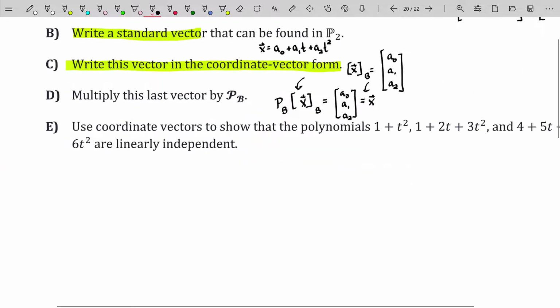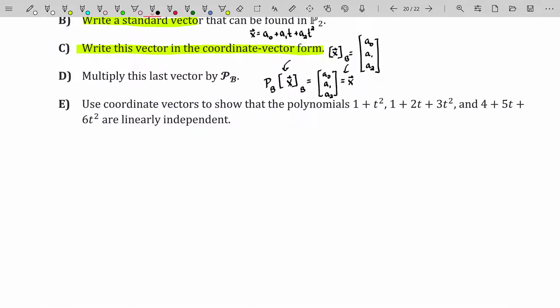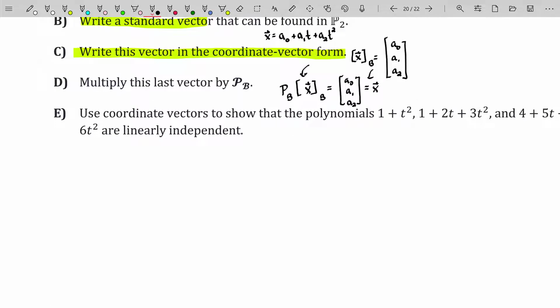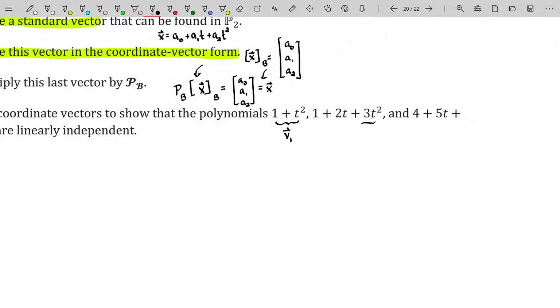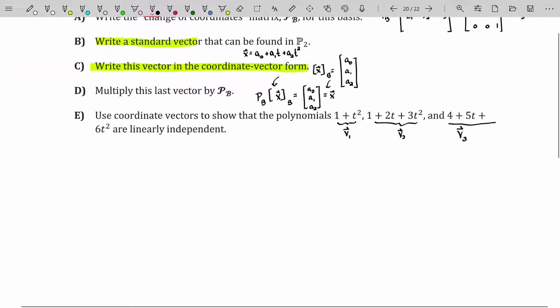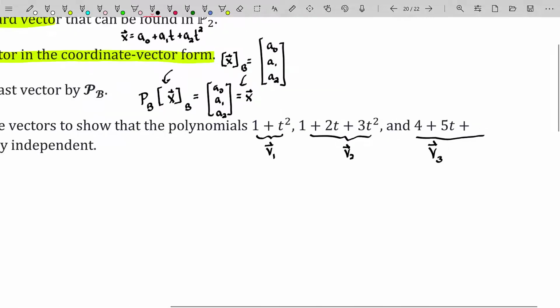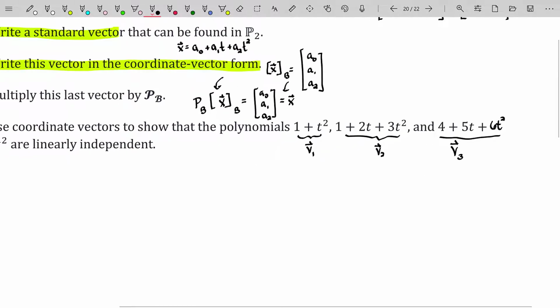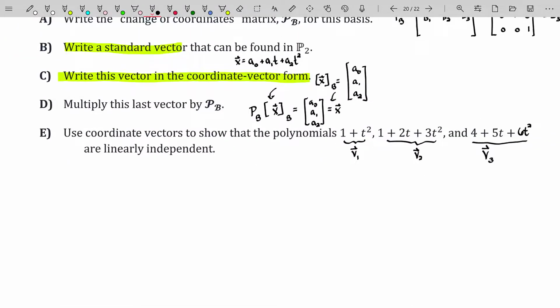Finally, part E is just saying use coordinate vectors to show that these polynomials are linearly independent. That means write these as vectors. So I will call this the vector v sub 1. Likewise, this will be v sub 2. And this guy, which bleeds over, over here we'll call v sub 3. That's plus, I'm going to write the 6t squared right here just so that I have it in my field of vision. Now we want to use coordinate vectors to showcase that these vectors are linearly independent.